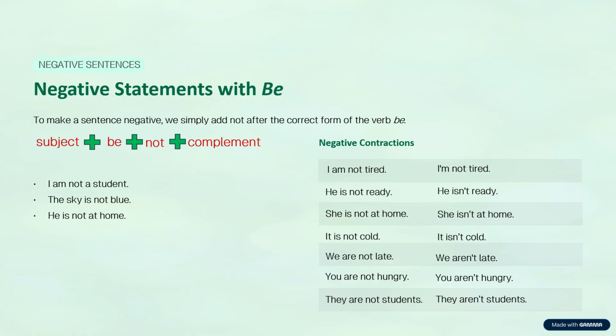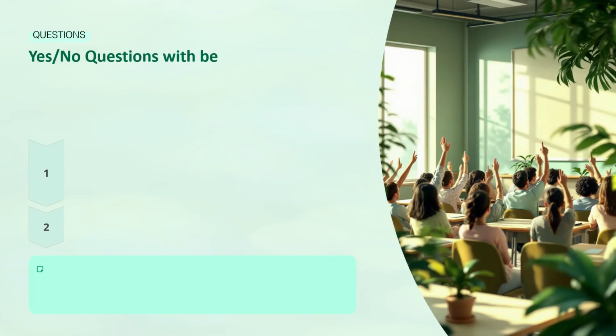Now that we've looked at affirmative and negative sentences, let's see how yes-no questions with be work in the simple present. In these questions, we put the correct form of be at the beginning of the sentence, followed by the subject, and then the complement. The complement can be a noun, an adjective, or a prepositional phrase, just like we saw in affirmative and negative sentences.